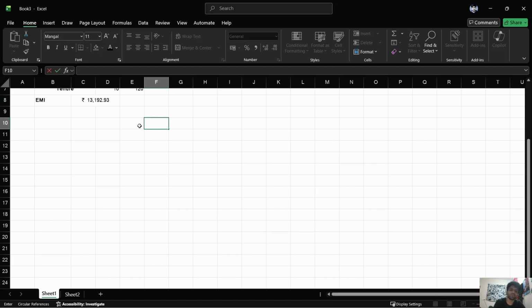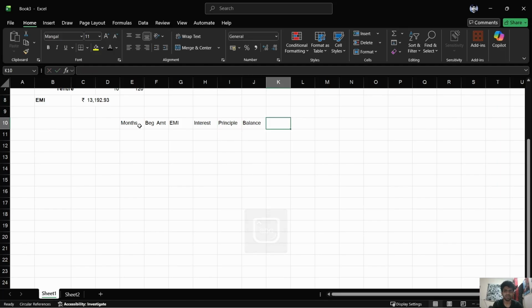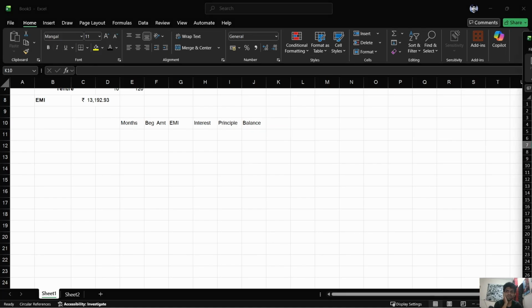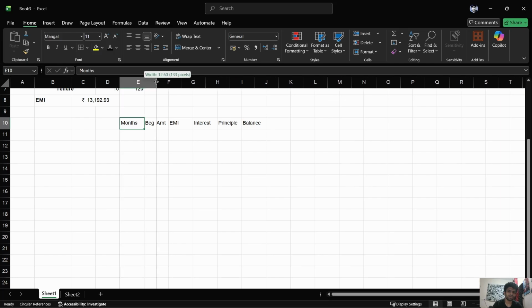So first, what we'll be writing is months, the beginning amount, the EMI, the interest, the principal, and the balance. Just now we would be highlighting it in a way so that we can see it clearly. We need to increase the space.